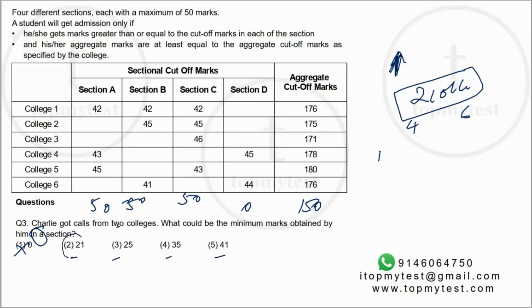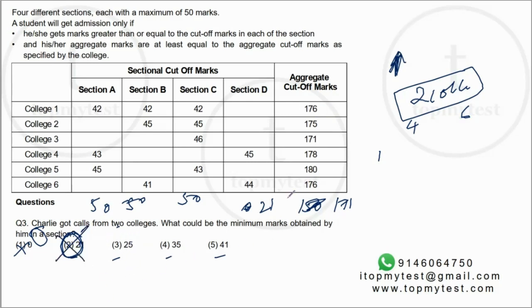Now what happens if you score a 21 in a particular section? Your maximum score possible is 171: 50, 50, 50 and 21. It's not necessarily section D, but I'm just taking section D here. You score 171. 171 will give you a call for college 3 only, because you have cleared the cutoff only for college 3. You have not cleared the overall cutoffs for the other colleges. So 21 is also out.